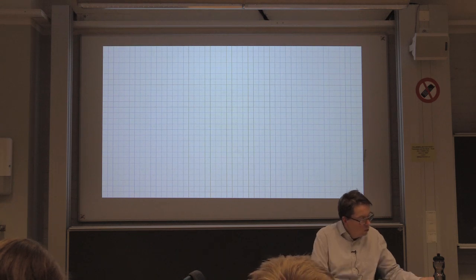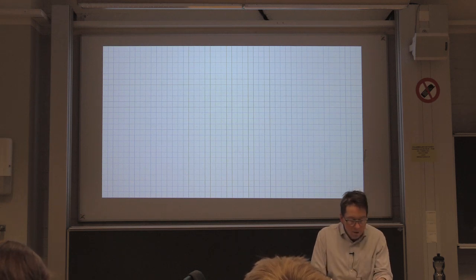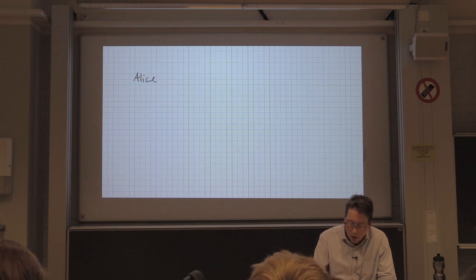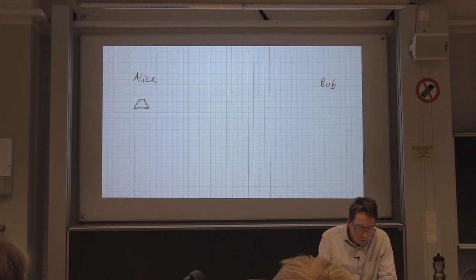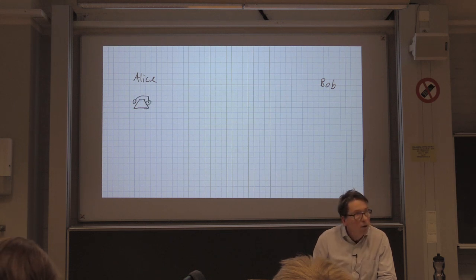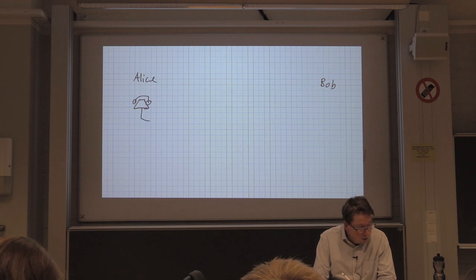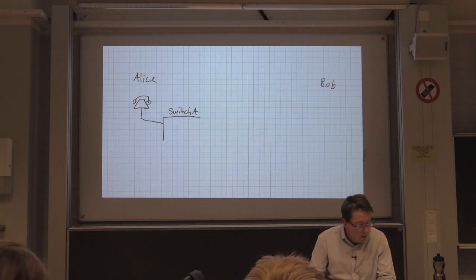So, just to illustrate this a little bit. Suppose we have here still Alice and Bob, and they want to communicate. We have Alice here, and we have Bob. And Alice has this old-style type of telephone, with a receiver on it. And this one has a cord that goes into the wall and eventually goes to a telephone station. Let's call it a telephone switch. And we call this telephone switch A.